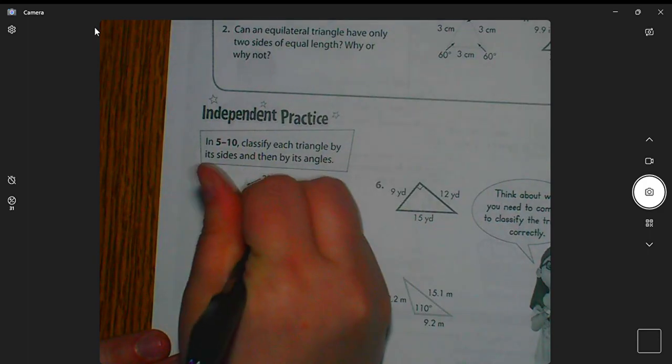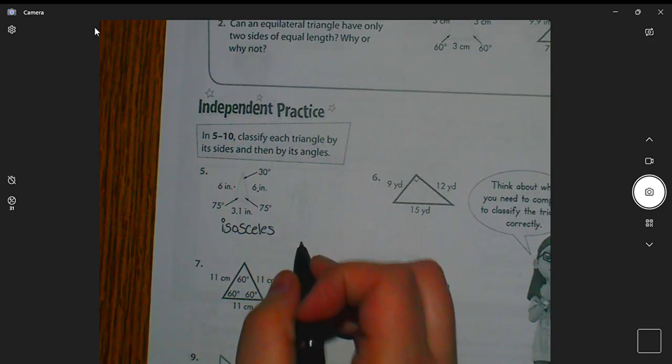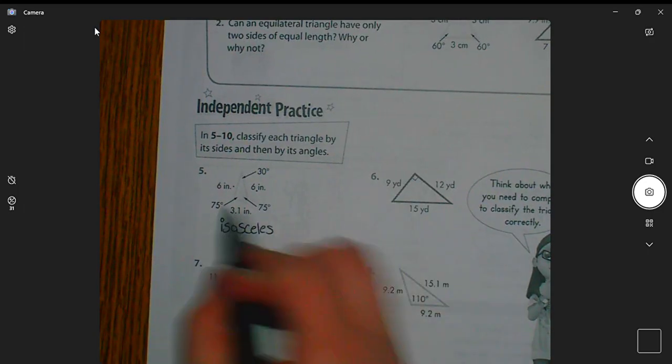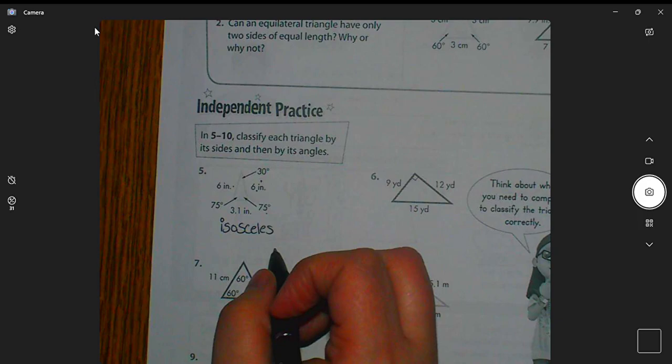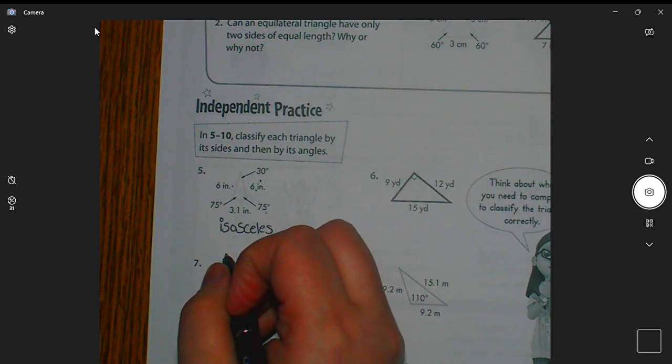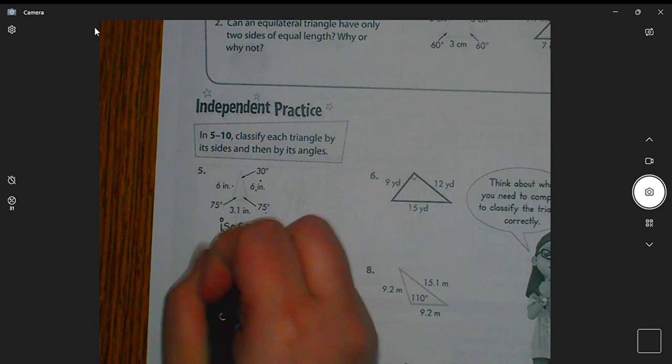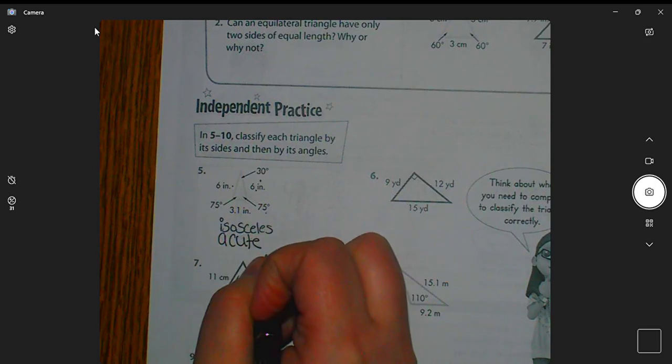And now I can classify it by its angles. 75, 75, 30. Are any of these numbers bigger than 90 degrees? You're right. Are any of these numbers 90 degrees? Oh, you're so right, they're not. So what would it be? Would it be obtuse, acute, or right? It's acute.